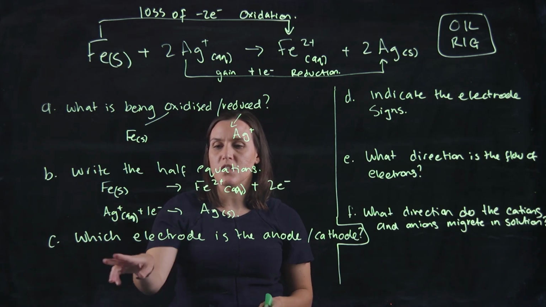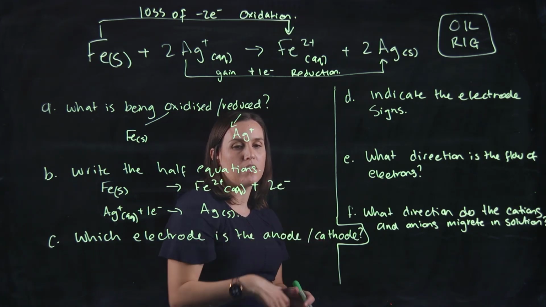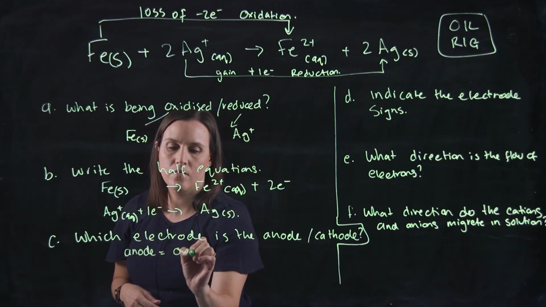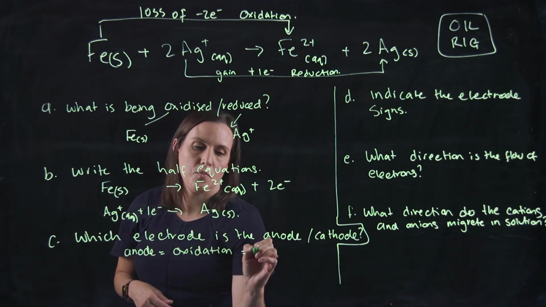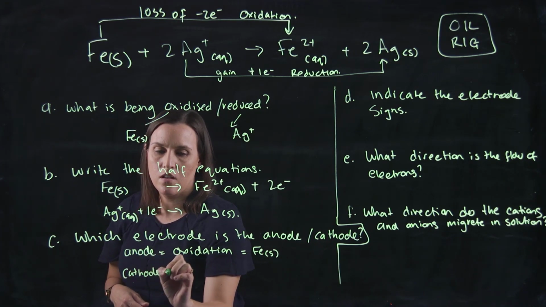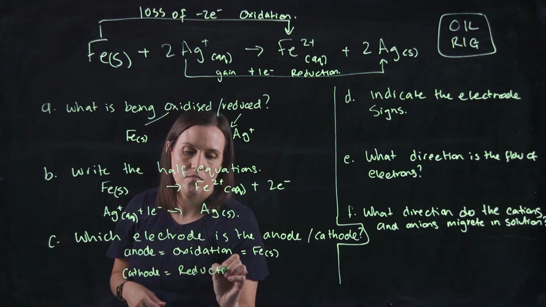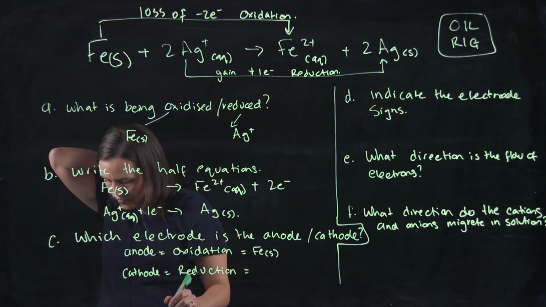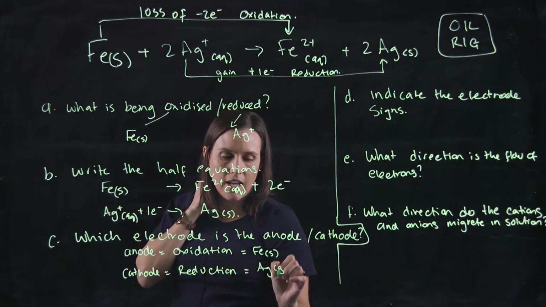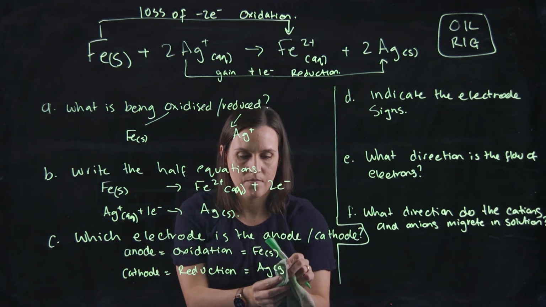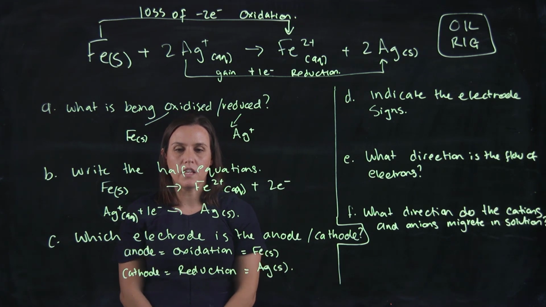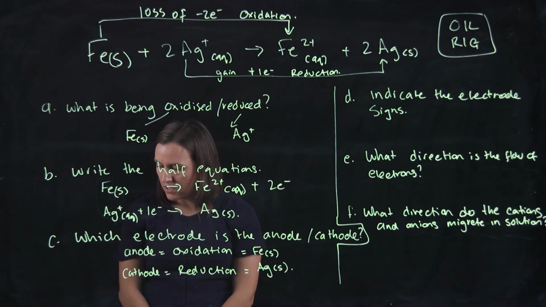So the next question is, which electrode is the anode and the cathode? So the anode is the oxidation, so it'll be the Fe solid. And the cathode is the reduction, so it'll be the Ag solid. Okay, so the reduction would be at the cathode, so Ag.